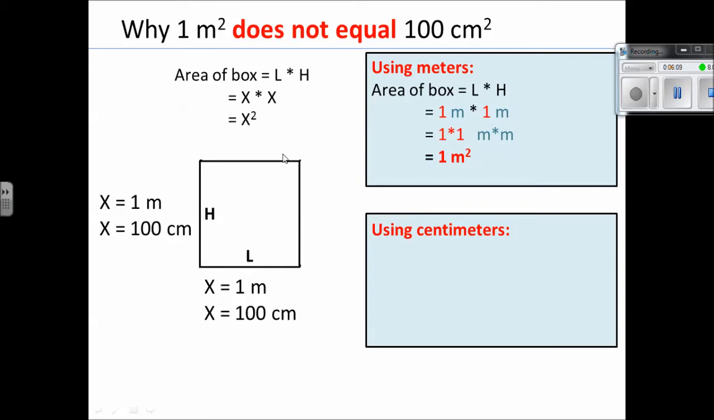Now, remember, what we're trying to show on this slide is that 1 meter squared does not equal 100 centimeters. So let's go through and solve for this using centimeters. We're going to do the same process. Area of the box is equal to length times height.